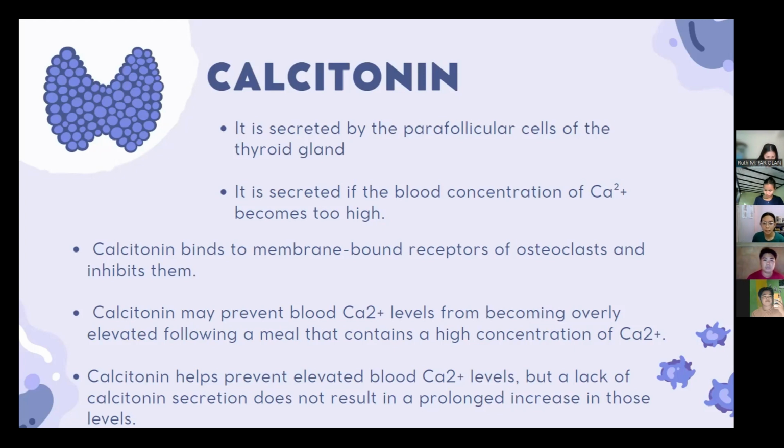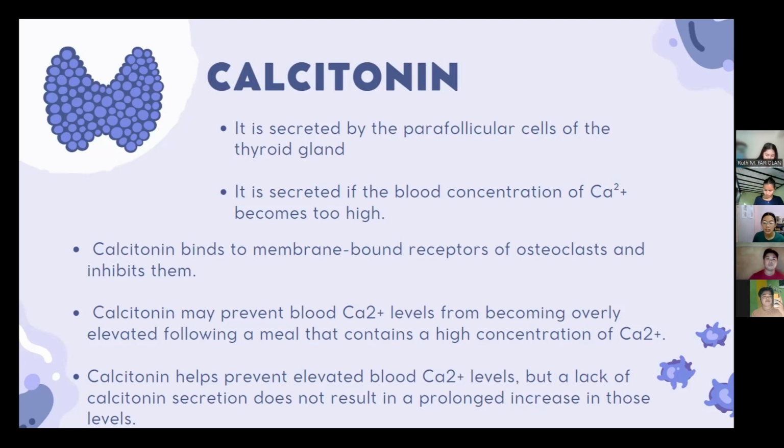So calcitonin may prevent blood calcium levels from becoming overly elevated following a meal that contains a high concentration of calcium. After a meal that is rich in calcium, calcitonin may play a role in preventing a significant spike in blood calcium levels. This preventive action contributes to the overall regulation of calcium homeostasis in response to dietary intake.